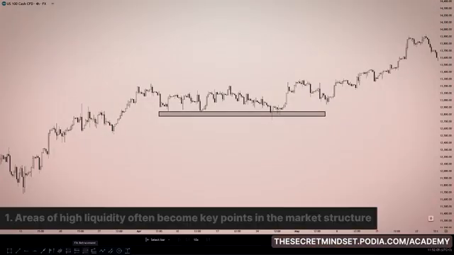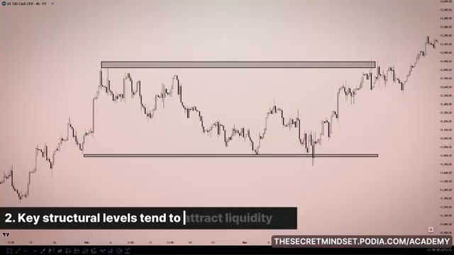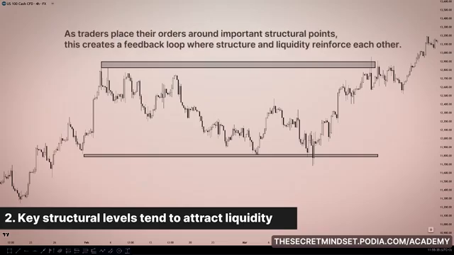Here's how they interact. Areas of high liquidity often become key points in the market structure. A level with lots of buy orders might become a strong support level. If price keeps bouncing off this level, it becomes part of the market structure. Key structural levels tend to attract liquidity. Traders often place their orders around important structural points, like trend lines or previous highs and lows. This creates a feedback loop, where structure and liquidity reinforce each other.